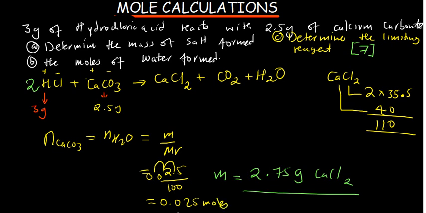If you want to calculate the mass of water that is formed, number of moles is given by mass over molar mass, meaning that mass is equal to number of moles times molar mass. So just multiply this number of moles times the molar mass of water, that is 18. That will give you the mass of water that is formed.